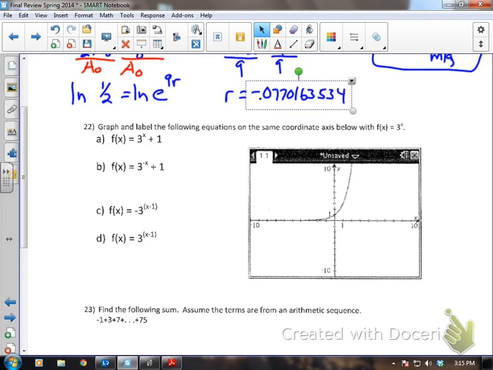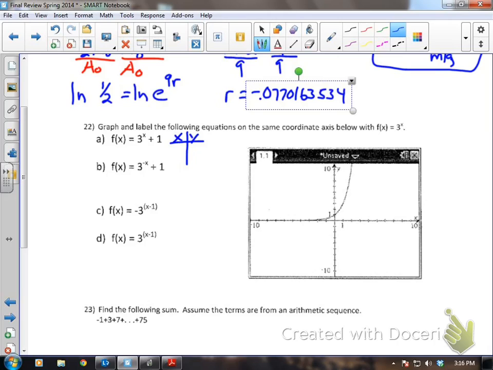Okay, so now we have number 22. It says graph and label the following equations on the same coordinate axes below with f of x equal to 3 to the x power. So that's already graphed for us. So if I add a 1 on part A to it, it's just going to shift the whole graph up 1 unit.